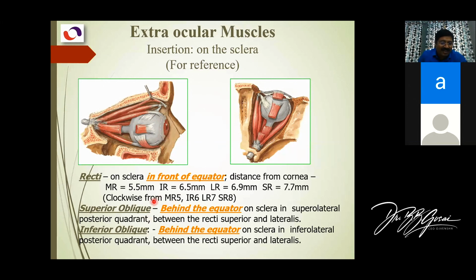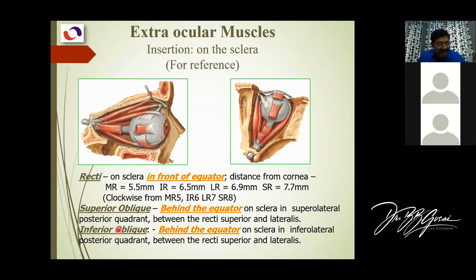I usually remember these exact millimeters by a formula. Start with the medial rectus, then move clockwise. So medial rectus 5 millimeters. Below, inferior rectus 6 millimeters. Lateral rectus 7 millimeters away from here. Then superior rectus 8 millimeters.